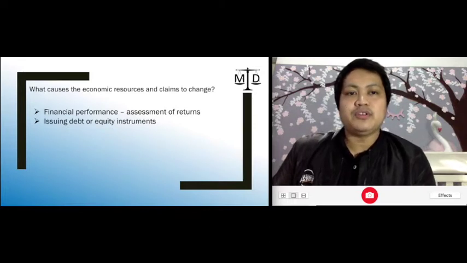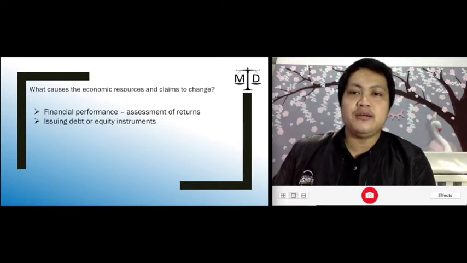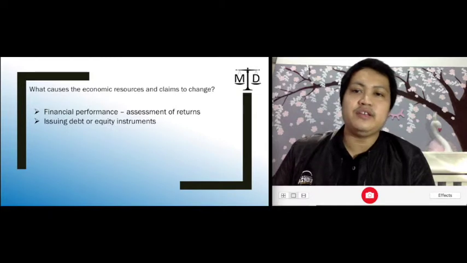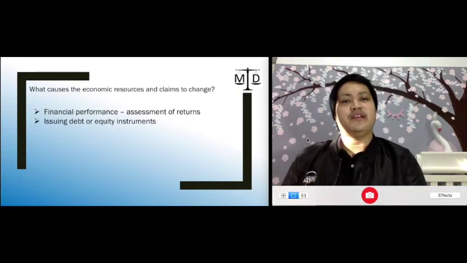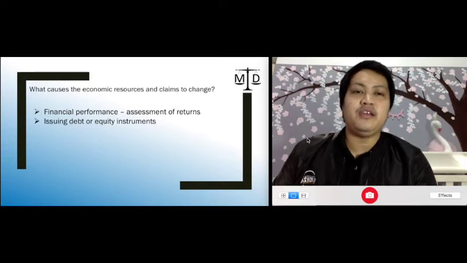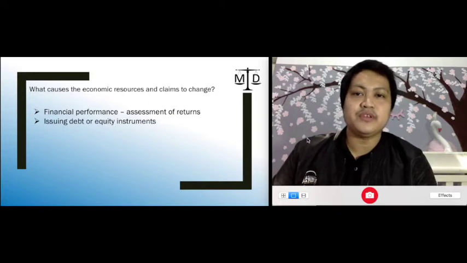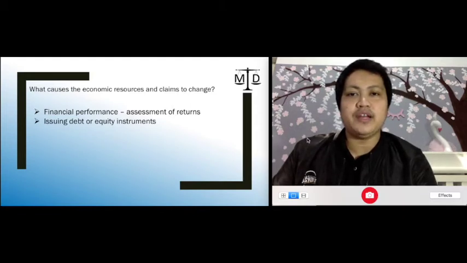There are two possible sources for our economic resources and claims to change. Number one would be financial performance. With this, we'll be able to make an assessment on the returns of our investment. If the economic resources of the entity continue to grow, then that may be explained by good financial performance. If an entity is performing well, then definitely we expect its assets, its economic resources, to grow or increase. On the other hand, we do not expect a well-performing entity to accumulate lots and lots of liabilities or claims against it.